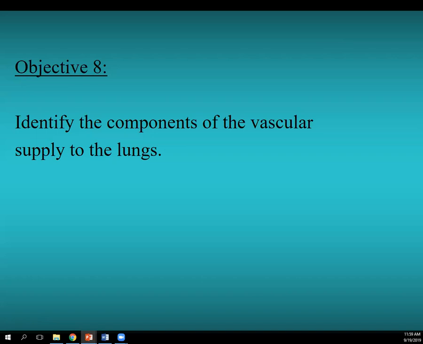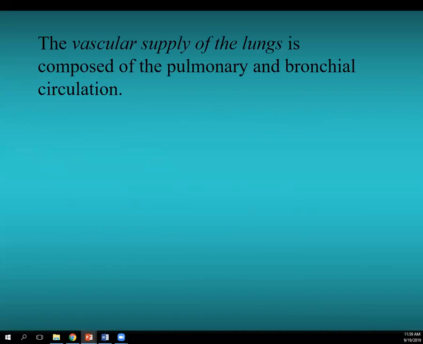Objective 8 deals with identifying the components of the vascular supply to the lung. The vascular supply of the lung is composed of two different areas, the pulmonary and the bronchial circulation. If you refer back to your review for Unit 2, we will be in the area of questions 39 through 46 for the rest of Unit 2A.